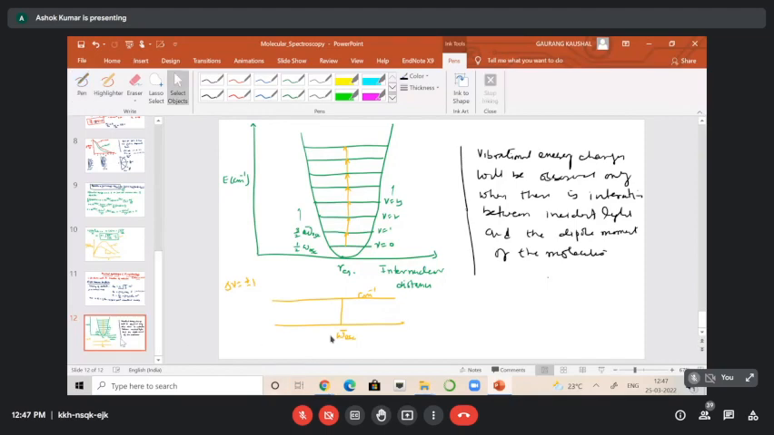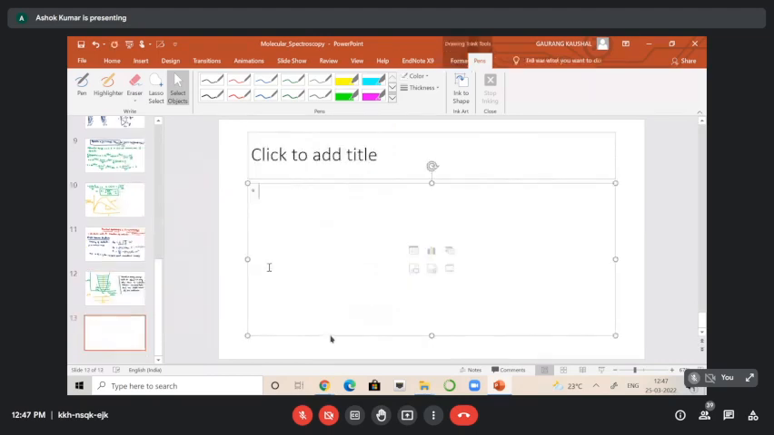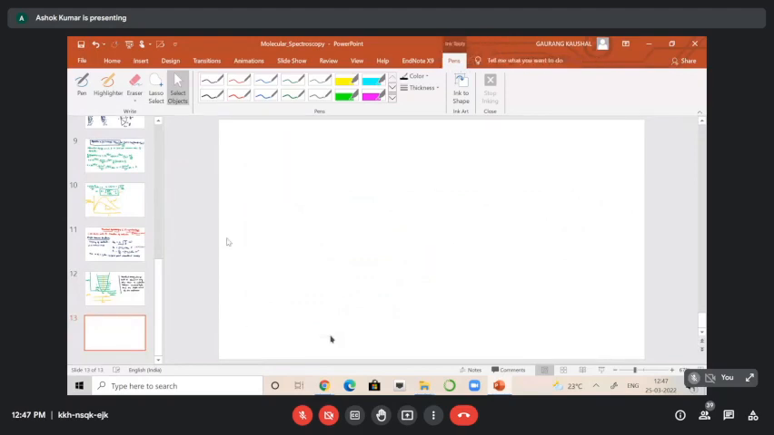Actually, this harmonic oscillator case is the ideal situation. But in a realistic molecule, they are not vibrating like this harmonic oscillator. There will be some kind of anharmonicity in the vibration of the molecules. Let me discuss this.